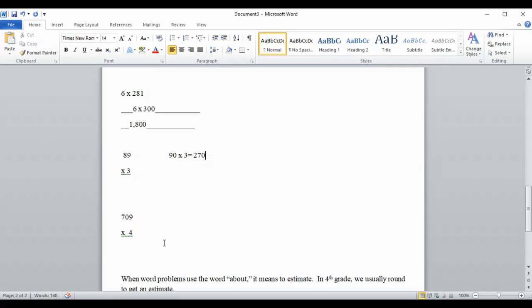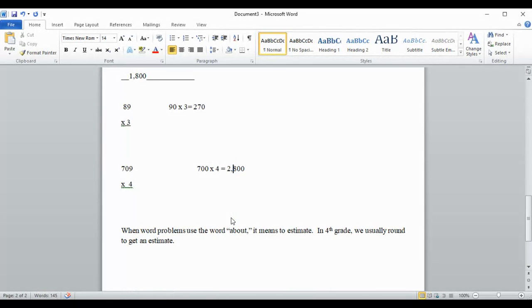Same thing here. This one is also written vertically. 709. Is that closer to 700 on a number line or 800? It's closer to, I hope you said, 700. We're only 9 above that. Times 4. Now we're going to find the math fact, add the zeros. 7 times 4 is 28. Add 2 zeros because we have 4 groups of 700, not simply 4 groups of 7.